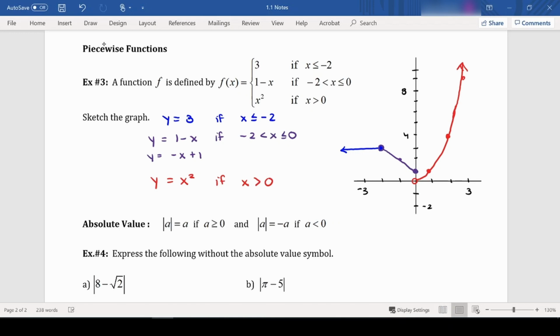So break it down piece by piece. Remember, the do-not-includes should be an open point, a hole, and any others that are included you can fill in those points.